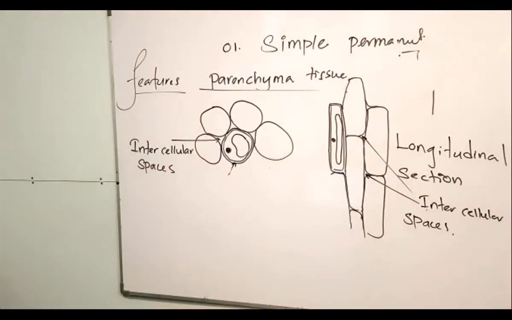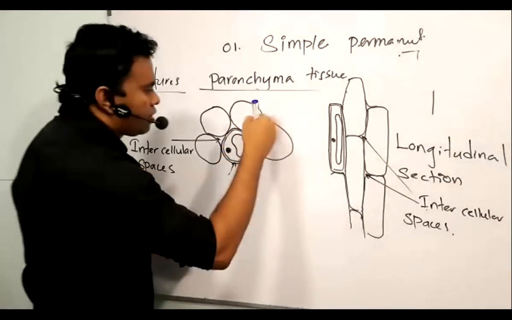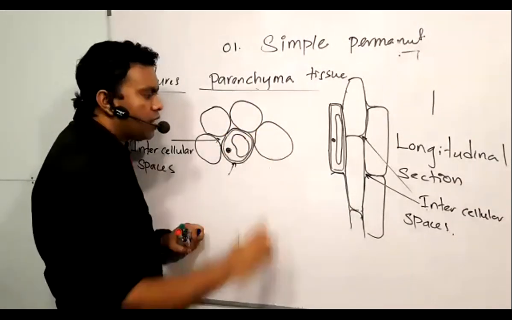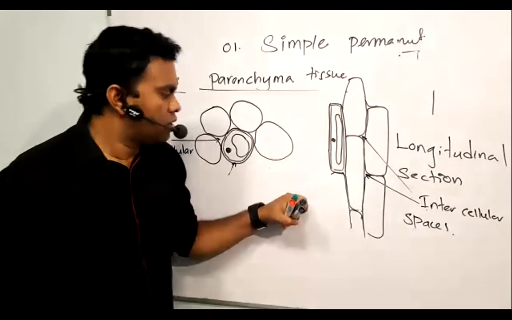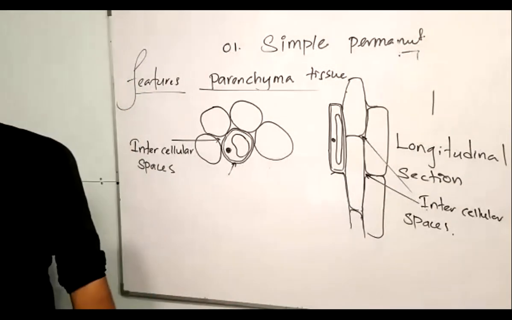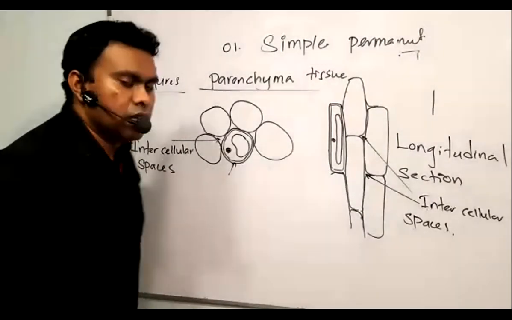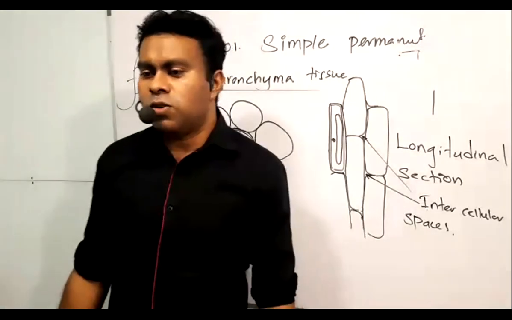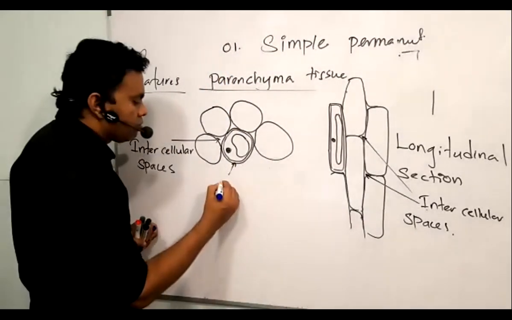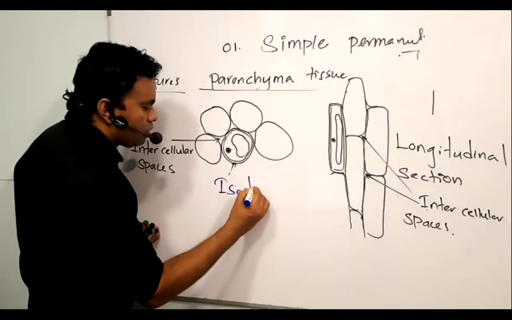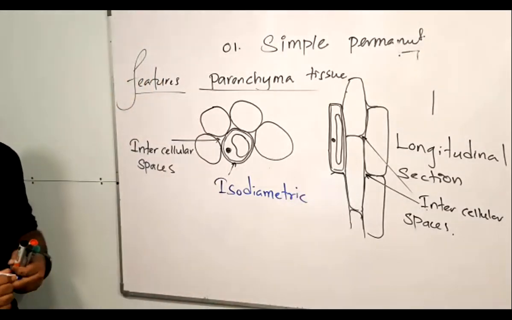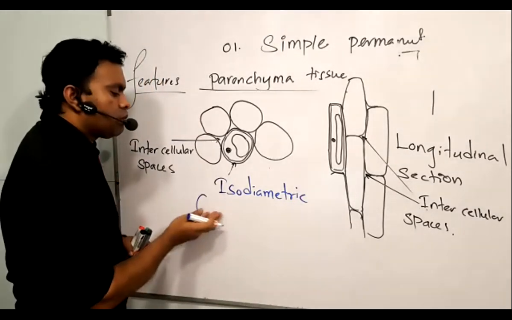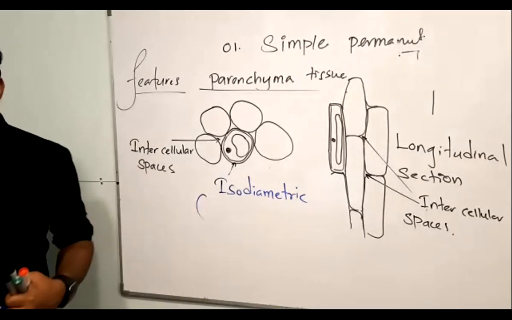Okay, next point, take down. What's the shape? Spherical cells. So we call that isodiametric. Cells are in the shape of isodiametric. So the meaning of that is spherical.